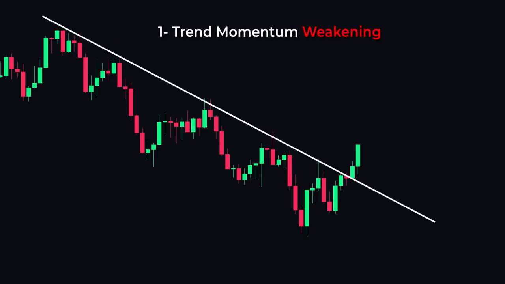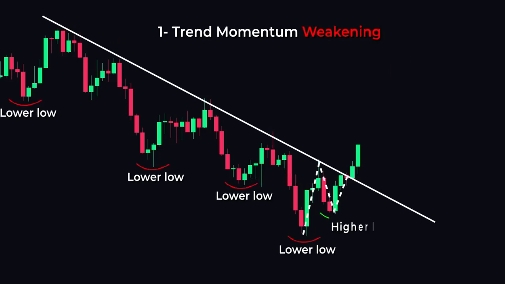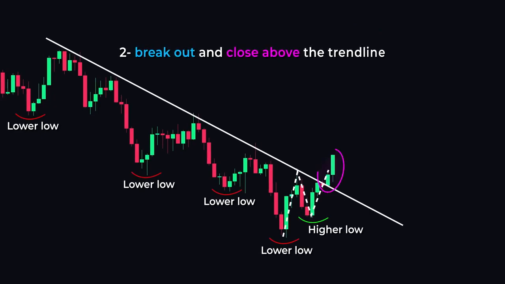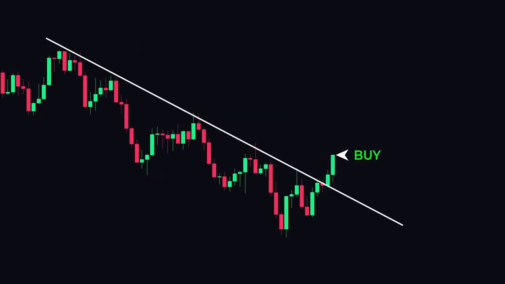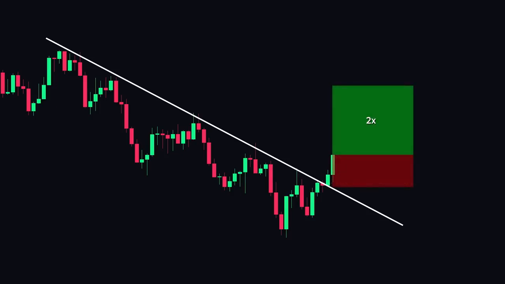In this case, price shifts from lower low structure to a higher low structure. Next, we wait for price to break out and close well above the trend line. Once these signals are confirmed, we take a buy position. For stop loss, place it slightly below the trend line break and set a take profit at 2 times the stop loss size. And as you can see, price went up and hits our take profit target.